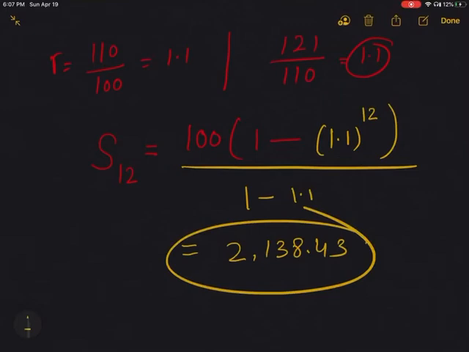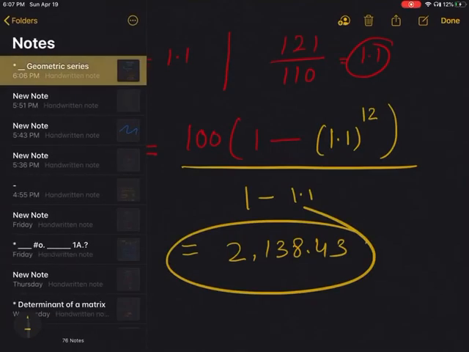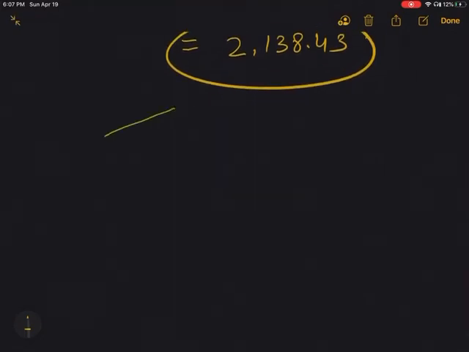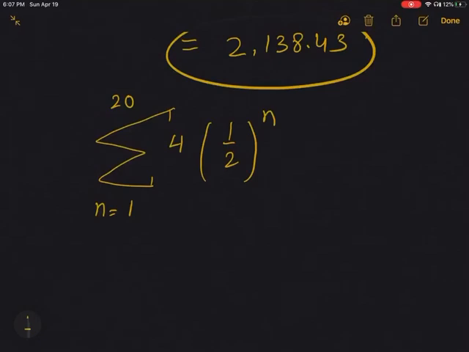One more example. Today's lesson is going to be pretty short. The second example is on this big sigma, which I know you guys know how to read. This is sigma notation, but this is for a geometric series. I have 20 up here, n is equal to 1, I have 4, I have 1/2, and I have n on the top. Here you go.